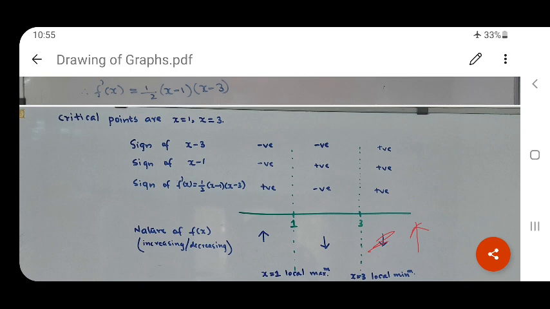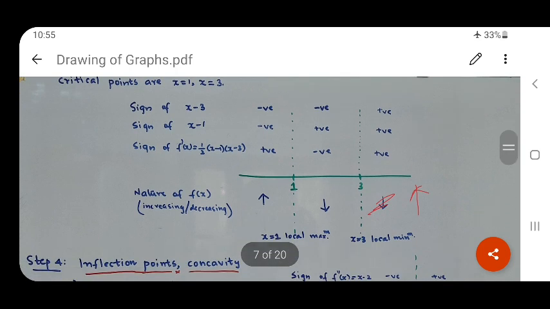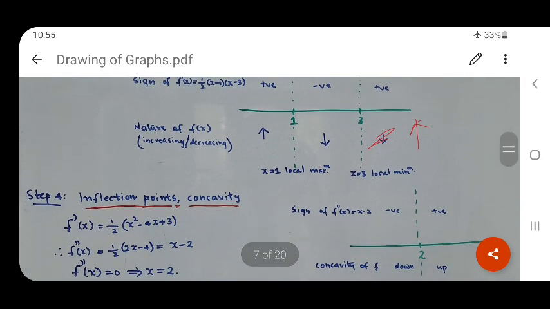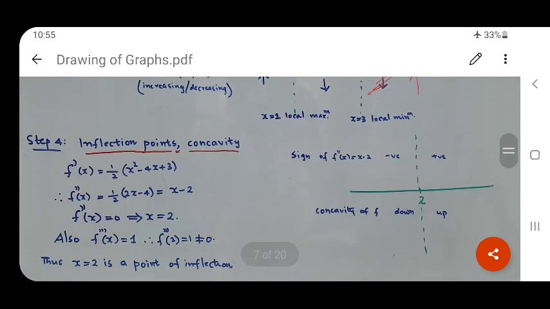Note that I have made a mistake already. I have corrected it. So note that minus infinity to 1 increases, 1 to 3 decreases, and 3 to infinity increases. So x equal to 1 is a point of local maximum, and x equal to 3 is a point of local minimum. In step 4, we identify the inflection points, which determine the concavity.